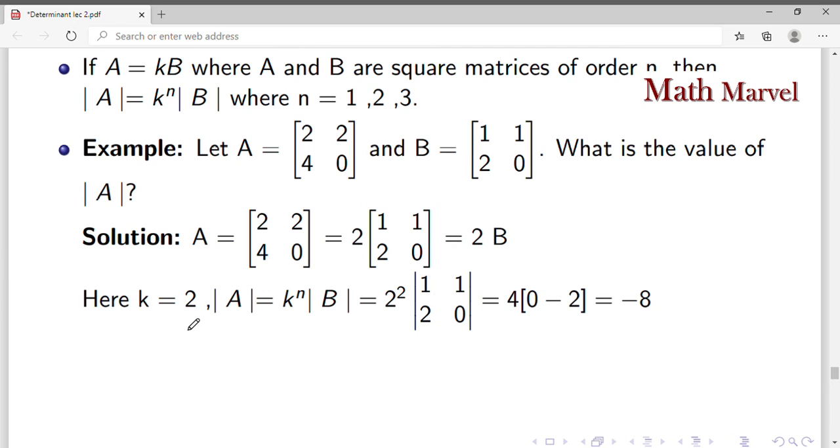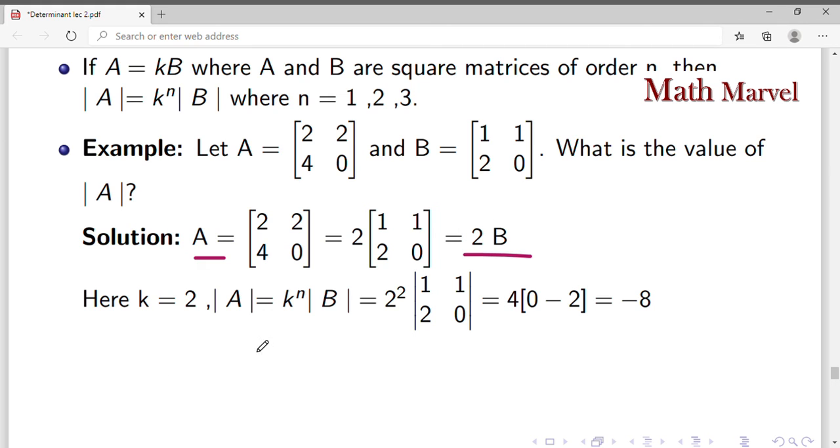Now A equals 2, 2, 4, 0. Obviously 0 we can write as 2 into 0. So we can take 2 outside. The remaining elements are 1, 1, 2 and 0. Now this matrix is nothing but my B matrix. So instead of this, I can write 2B. So what do I have? A equals 2B. Now compare with A equal to KB. So what is my K? My K is nothing but 2. Now here K is equal to 2.